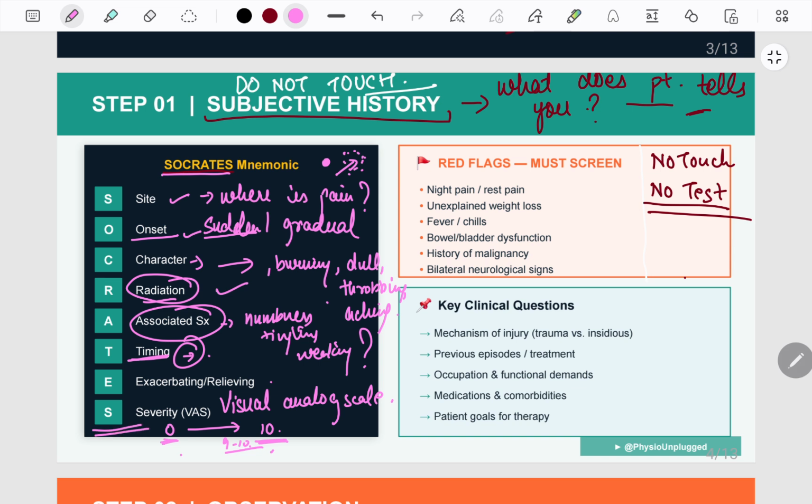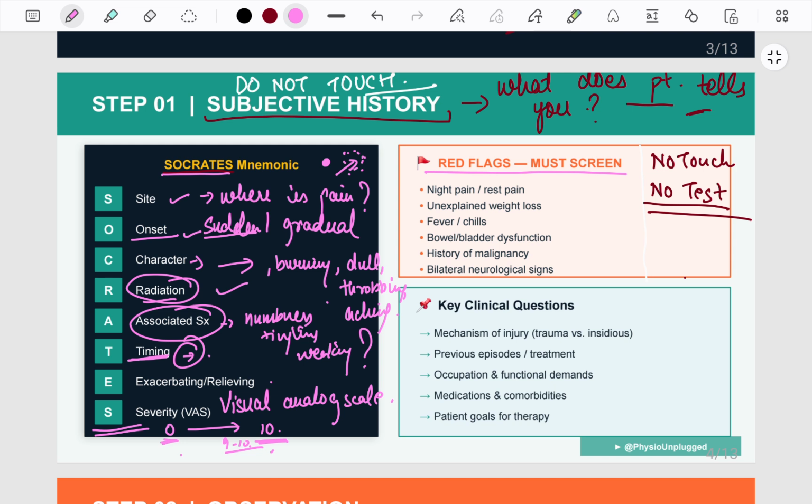Now, beyond the pain history, we always have to screen for red flags. Always, and every single patient has to go through a screening where we are asking them about the red flags. What are red flags? Red flags are the dangerous signs. The signs that tell us that this might not be a simple musculoskeletal problem but something dangerous.